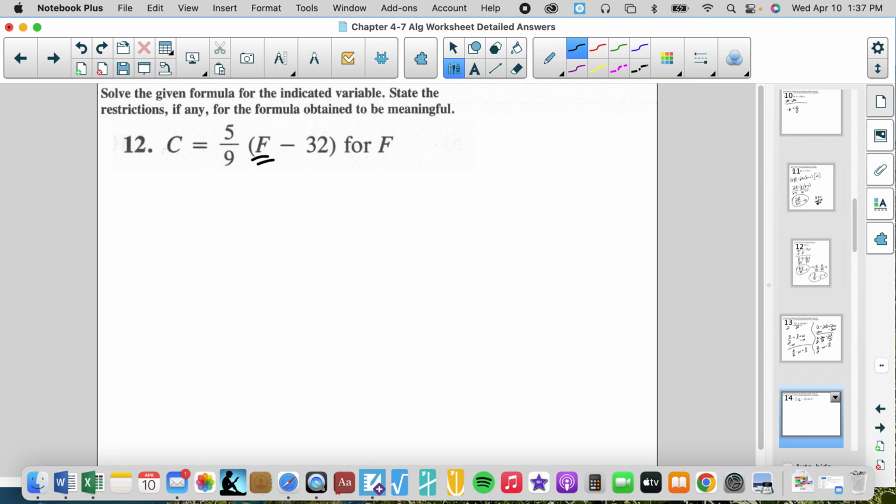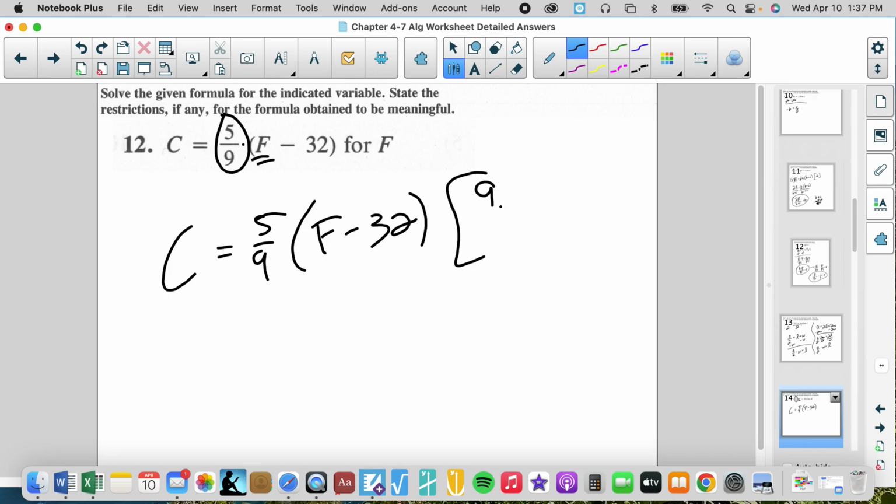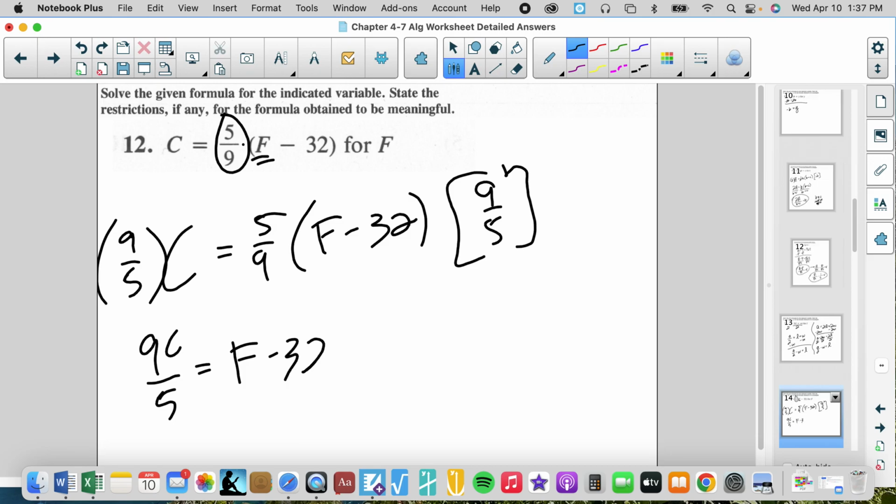F again, we have Chewbacca. We've got to get rid of that 5/9. We're going to multiply by the reciprocal. So we'll multiply both sides by 9/5. Multiply by 9/5. We get 9c over 5. I like that answer. F minus 32.